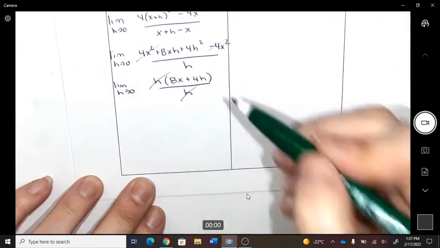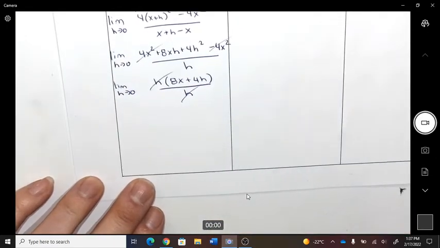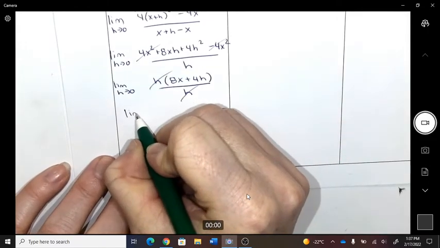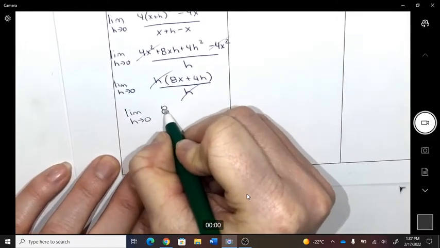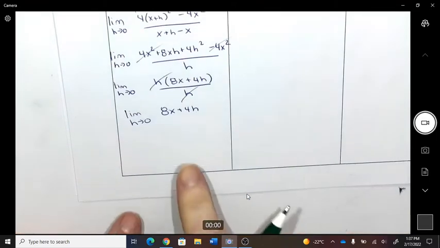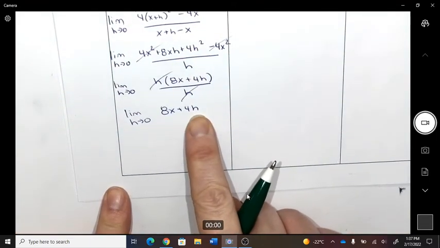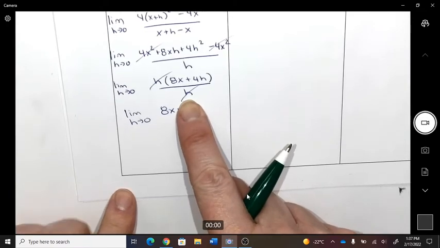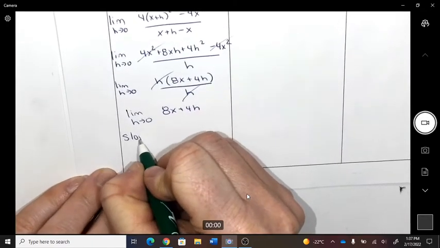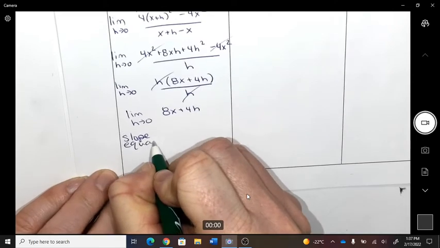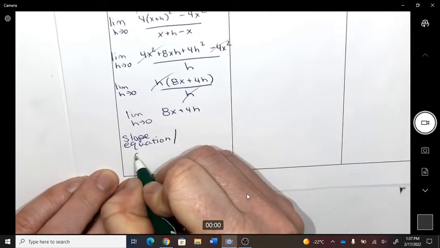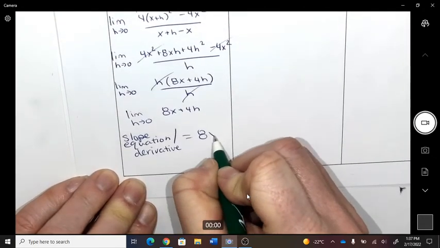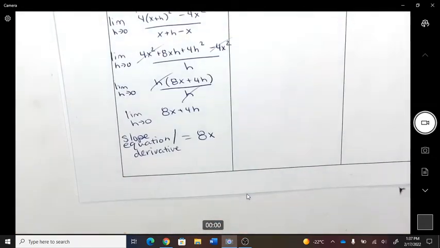Now I can cancel the problem away. Once my problem is gone, now I can plug the h in. So what is the limit of this equation? As I plug the 0 in for the h, that would disappear, and my slope equation, which is your derivative, now we know that word, equals 8x.